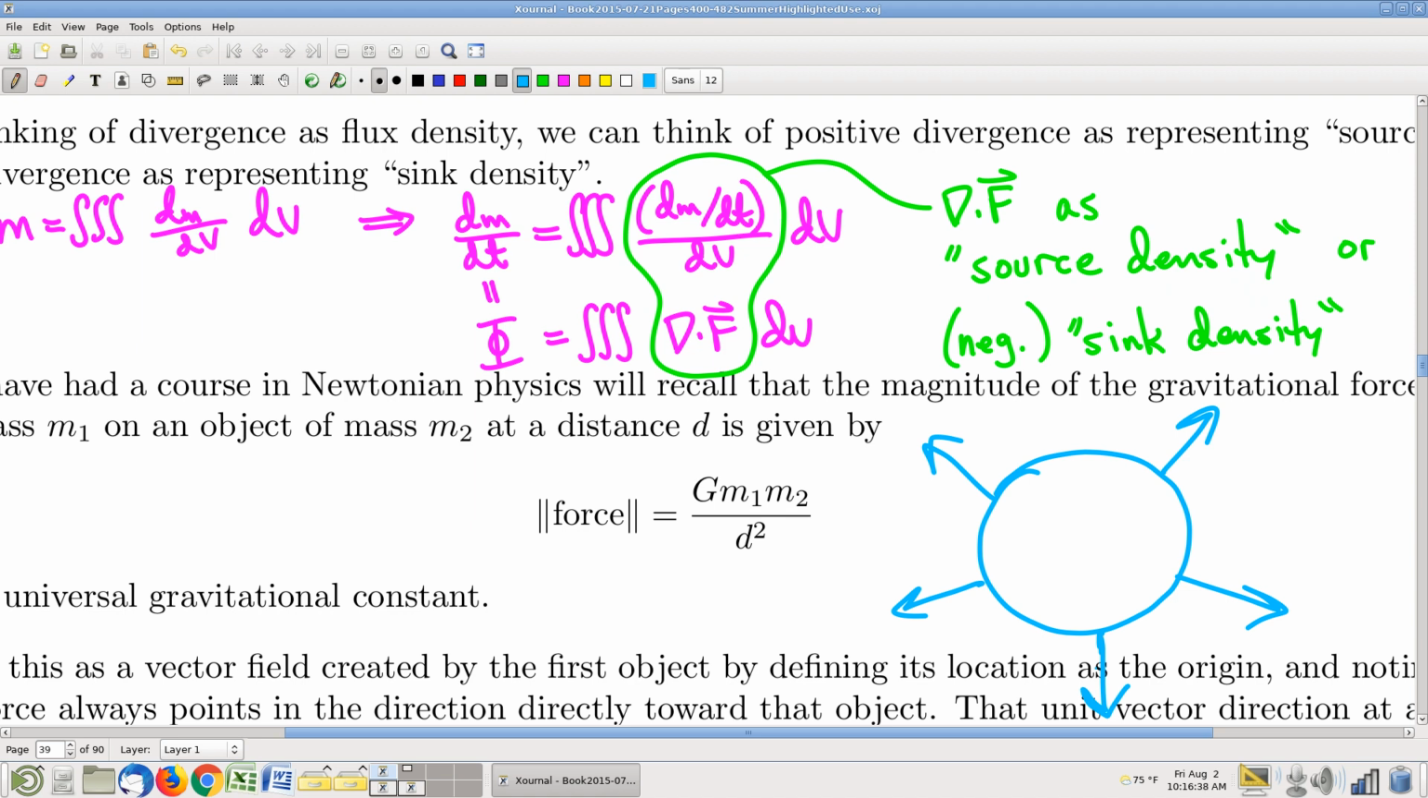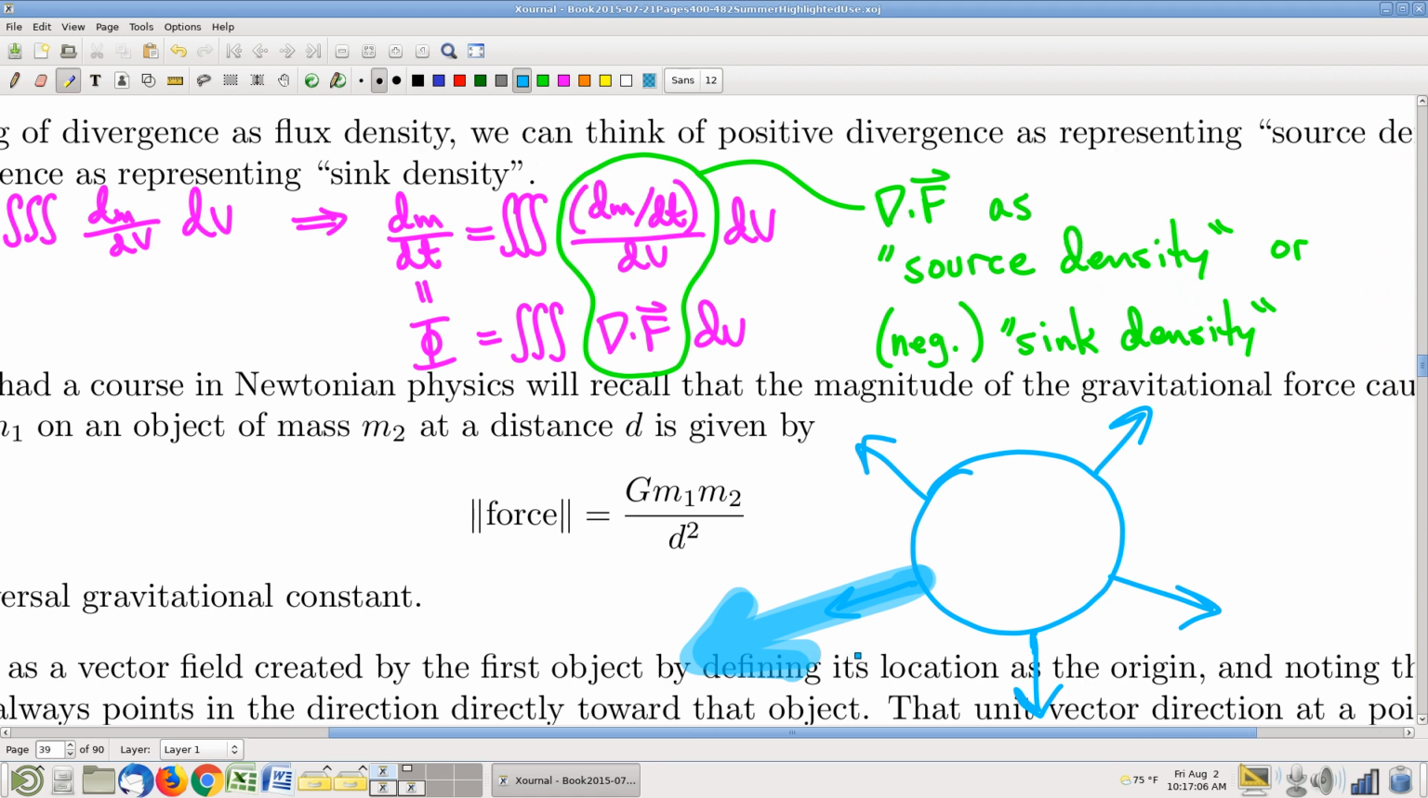So water must be coming from somewhere, right? If water is in the process of leaving this region, but the density is staying the same, the quantity of water is not decreasing, and yet there's water leaving, something must be refilling that region. Something must be a source of water inside of there. So we call this literally a source. There is a water source.